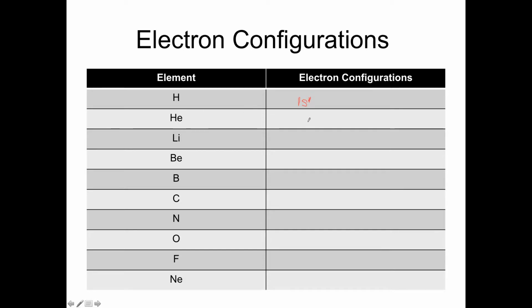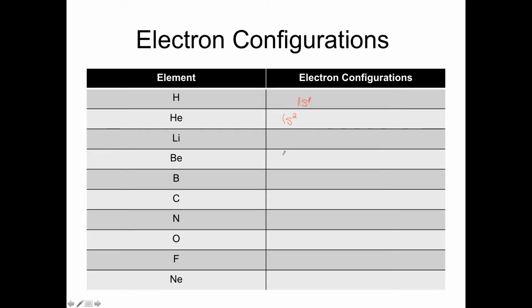Let's try helium next. Helium also in the 1s block. So I'm going to put 1s. But helium, its number of electrons is 2. That's why we had 2 arrows last time, and we're going to represent it with a 2 superscript this time.